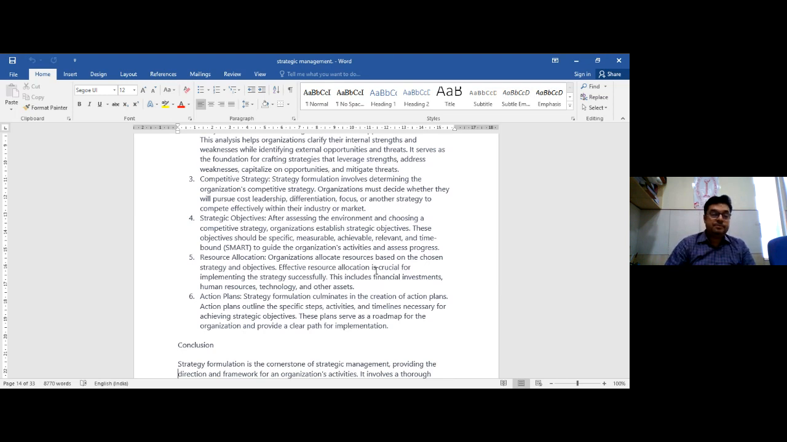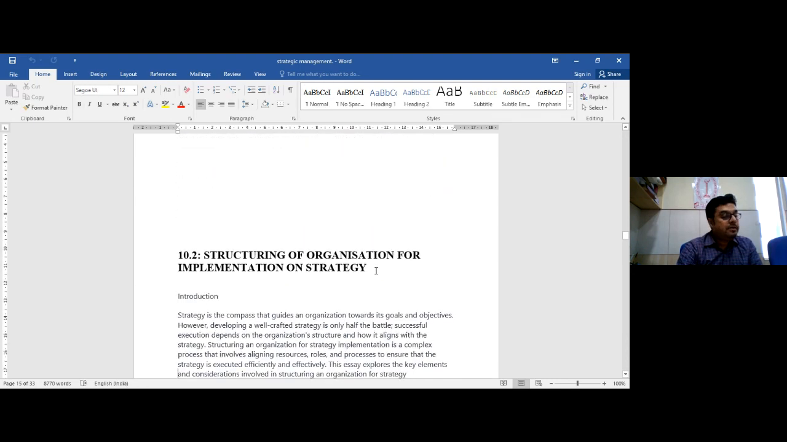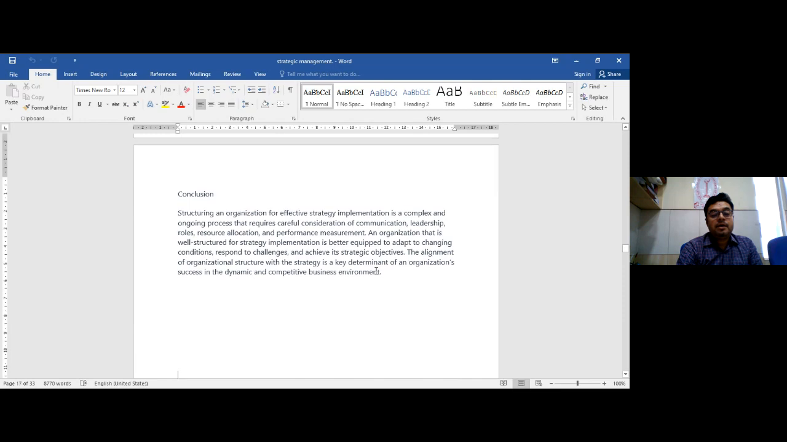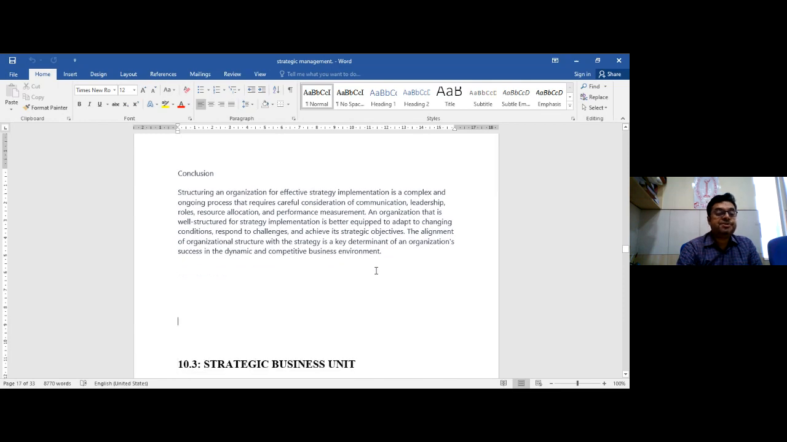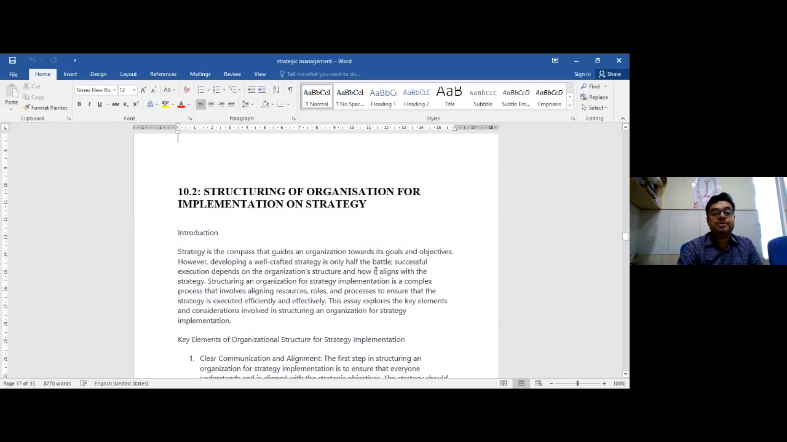Now, we have the different forms of strategy formulation and how they can be used in the various ways in which it can be aligned to organizations' strategies and structures.